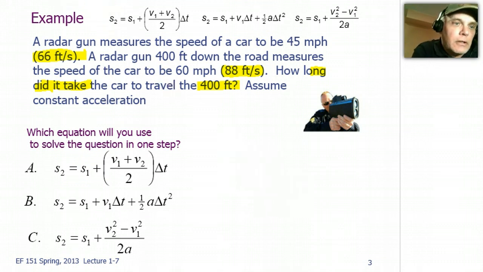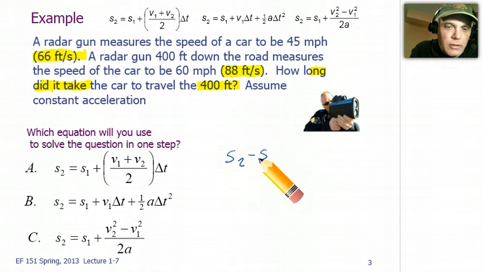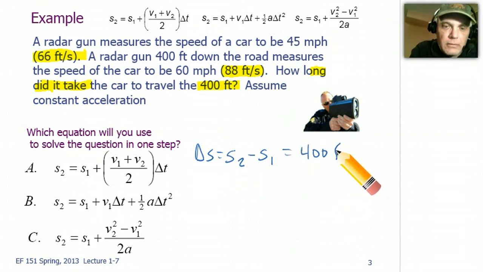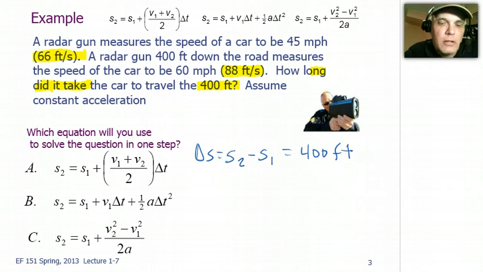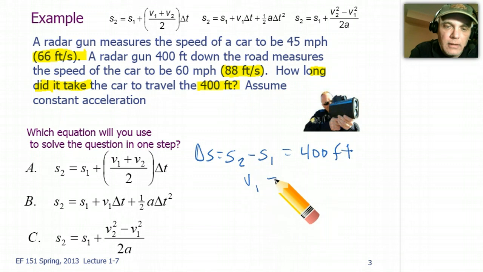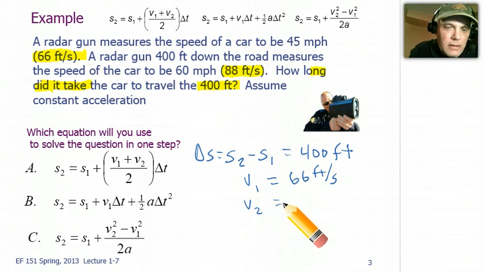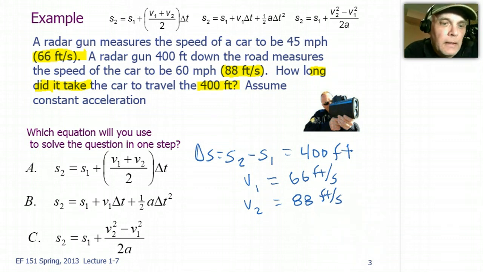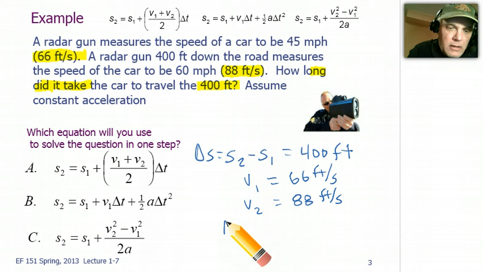Writing it out, what I would encourage you to do is use our same nomenclature. So in this case we know our S2 minus S1, or our delta S, is equal to 400 feet. Okay, so we're not given S1 or S2, but we're given the difference, and we can work with that. We also are given a velocity at the start, V1, is 66 feet per second, and the velocity at the end, V2, is 88 feet per second. Okay, and we want to find delta t.